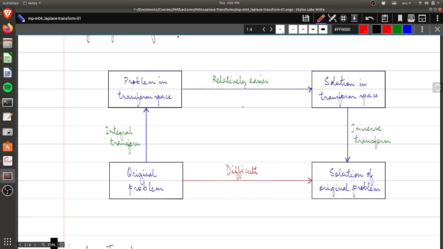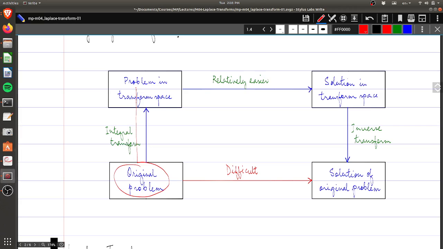Is this clear? Have you understood this? Shall I repeat? Yes, sir. Okay. So the point that I'm trying to make here is that just knowing the integral transform is not enough. You should also know the inverse transform. Otherwise, from the original problem, you go to the transform space. You go to the transform problem in the transform space, and then you find the solution. Once you have found the solution, you're just stuck over here. You cannot come back to the original space.